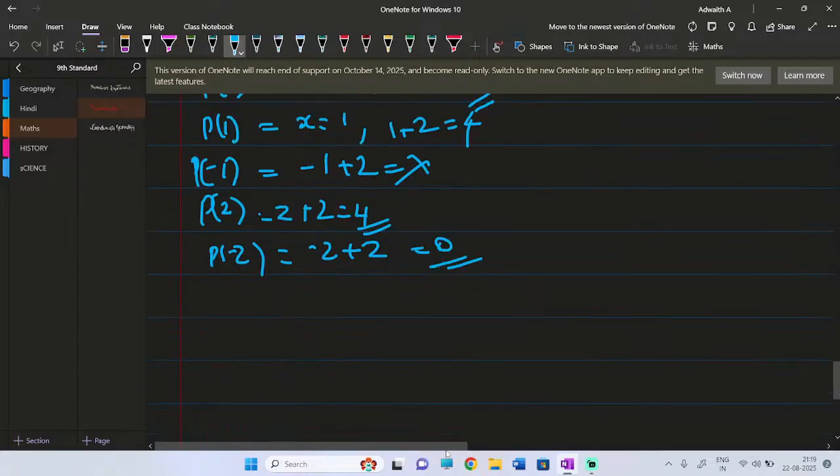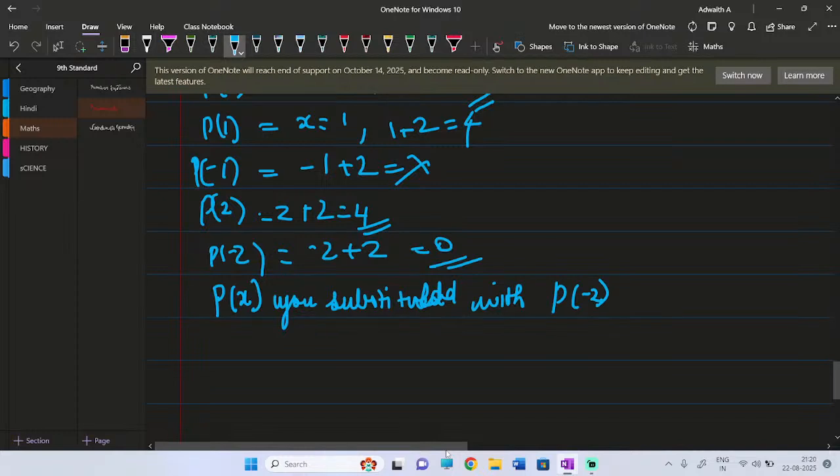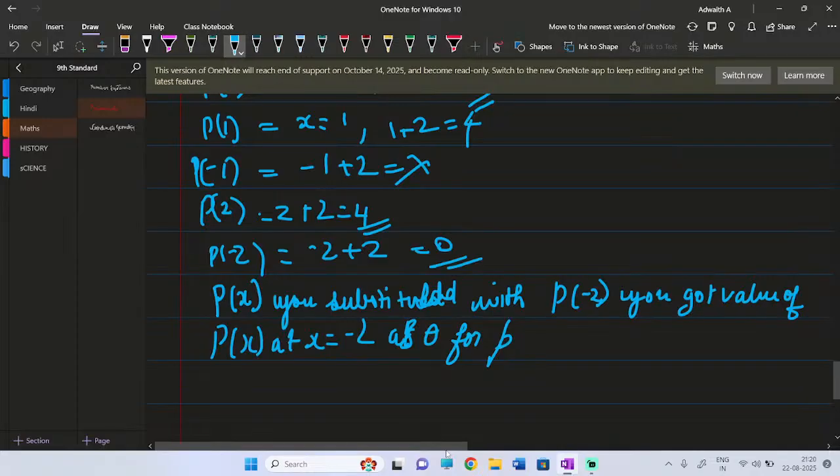So if you substitute the value for P of x, for P of negative 2, you got the value of P of x at x equal to negative 2 as 0 for the polynomial. Isn't it true?